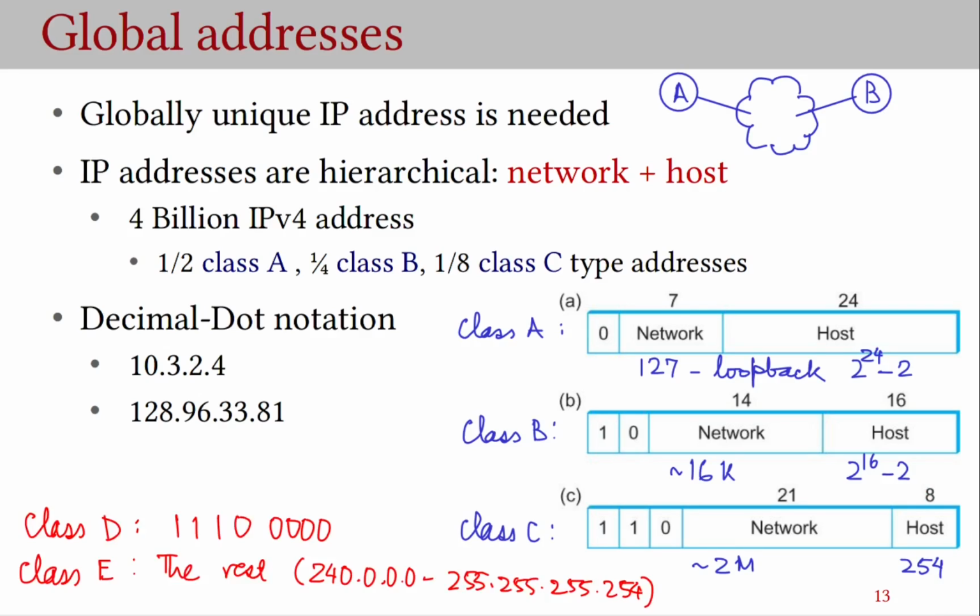Then we have class D addresses. In the case of class D addresses, the first 4 bits are 1110, and these addresses are reserved for multicast. And then there are class E addresses, which represent the rest, and these addresses are reserved for research and development.